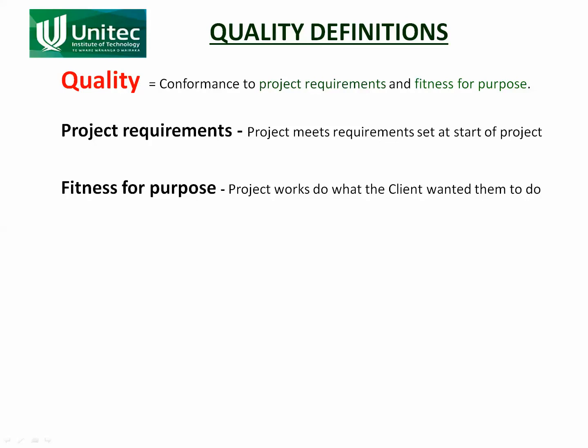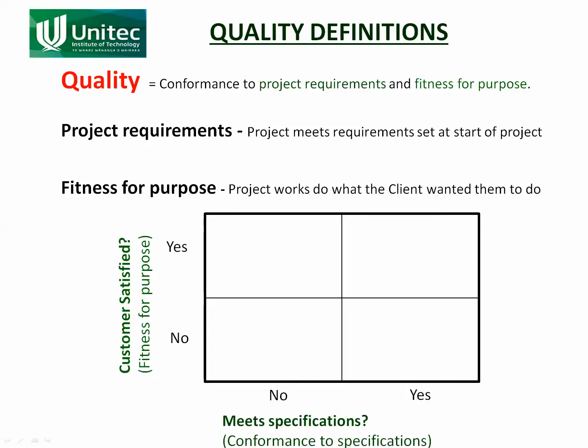Now in a construction project, the project requirements are really simple to find out. They are in the tender document. And specifically, they are in the specifications and the drawings to show exactly what you're supposed to build. Fitness for purpose is, do the project works do what the client wanted them to do? Hopefully, in a construction project, it will do what the client wanted it to do, but sometimes that's not the case. So those two things, project requirements and fitness for purpose, are two different things.